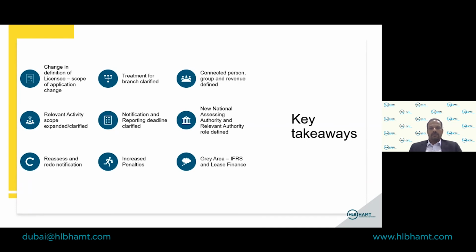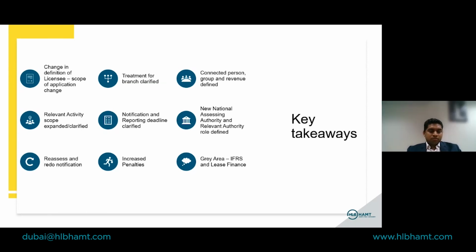And Harish, now you can conclude by discussing the key takeaways. Thank you very much, Mr. Jaykrishnan. So basically, as we understand, there are certain scopes which have been widened. There are certain scopes which are reduced. There are still some gray areas which we expect that the authority will clarify.